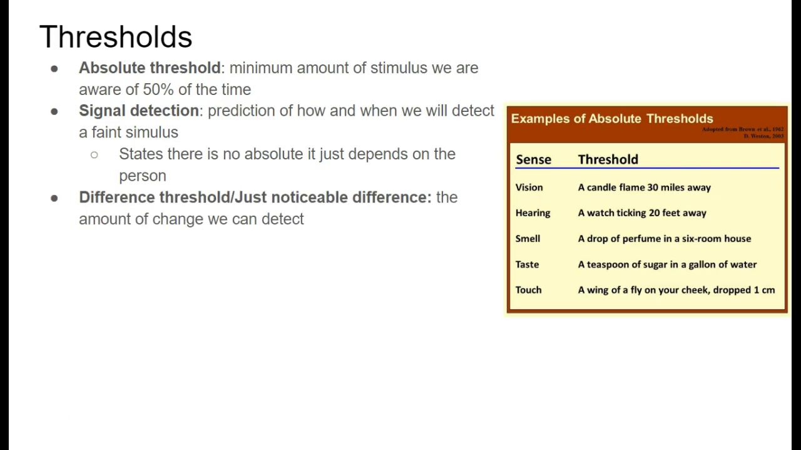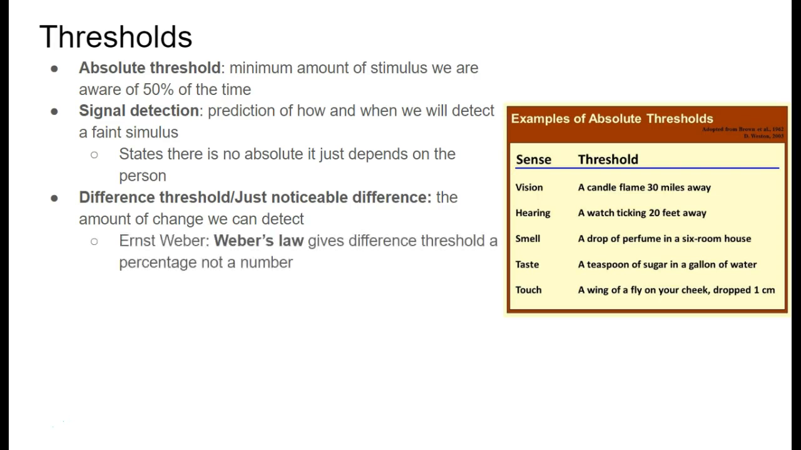Difference threshold, also known as just noticeable difference, those two things can be interchangeable, is the amount of change that we can detect. So if somebody puts on more perfume, at what point are you going to notice it? If someone adds more sugar to your sweet tea, at what point are you going to notice it? If you're holding on to something heavy and then they add more weight, at which point are you going to notice it? And so Ernest Weber came up with an idea called Weber's Law.